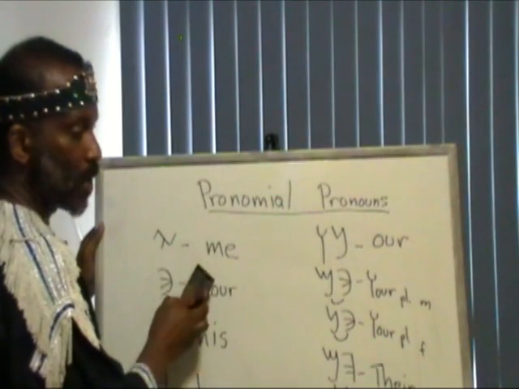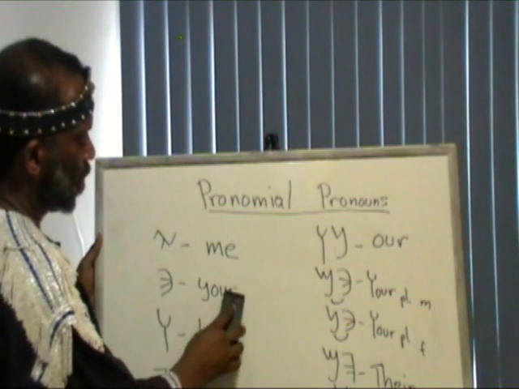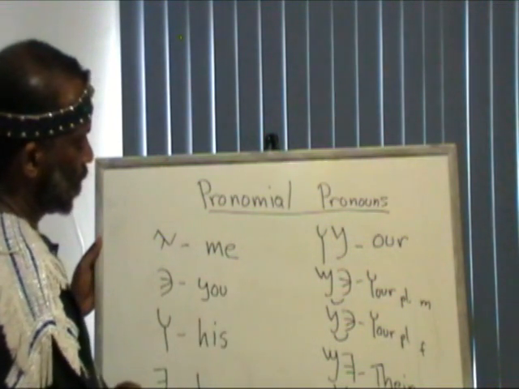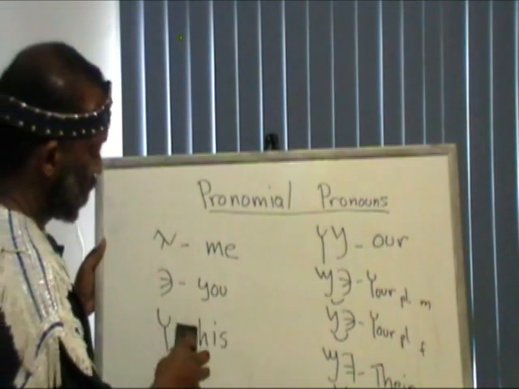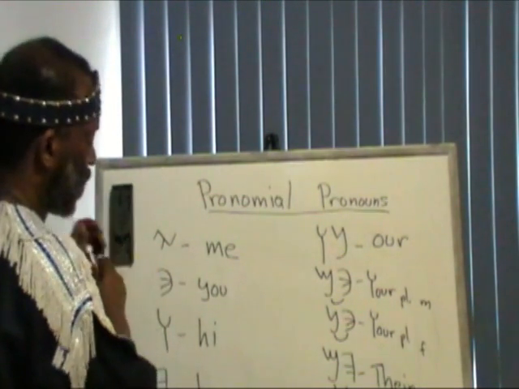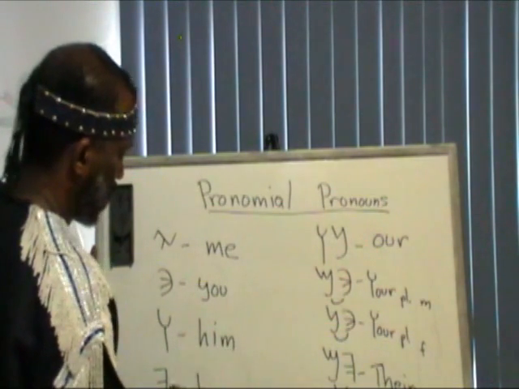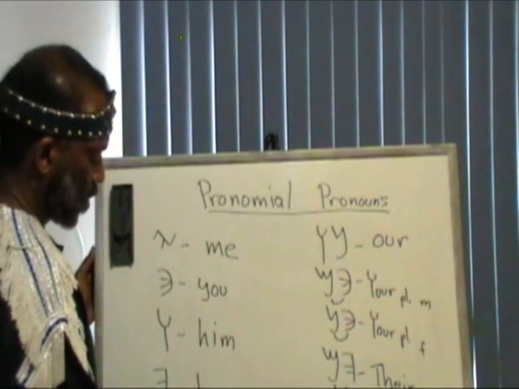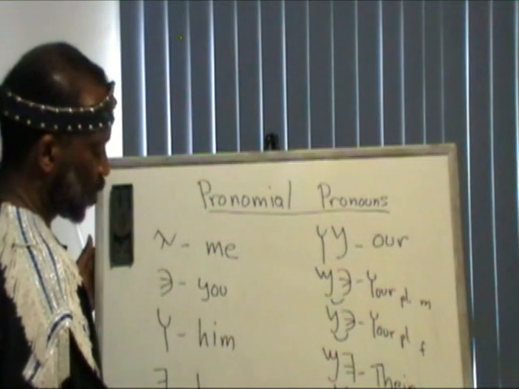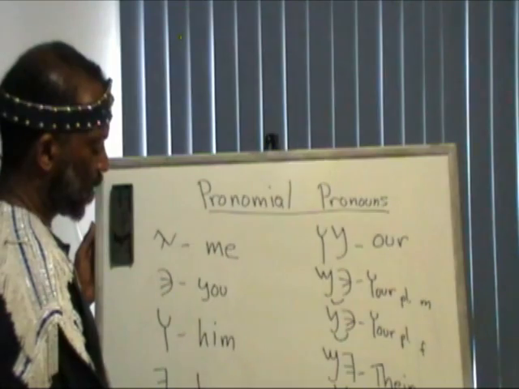Because me has now become a pronoun. The ka, which is your, will become you. The wa, which is his, will now become him. Ha, which is her, is going to stay the same. This is the only one that basically stays the same. So ha would remain the same as her.